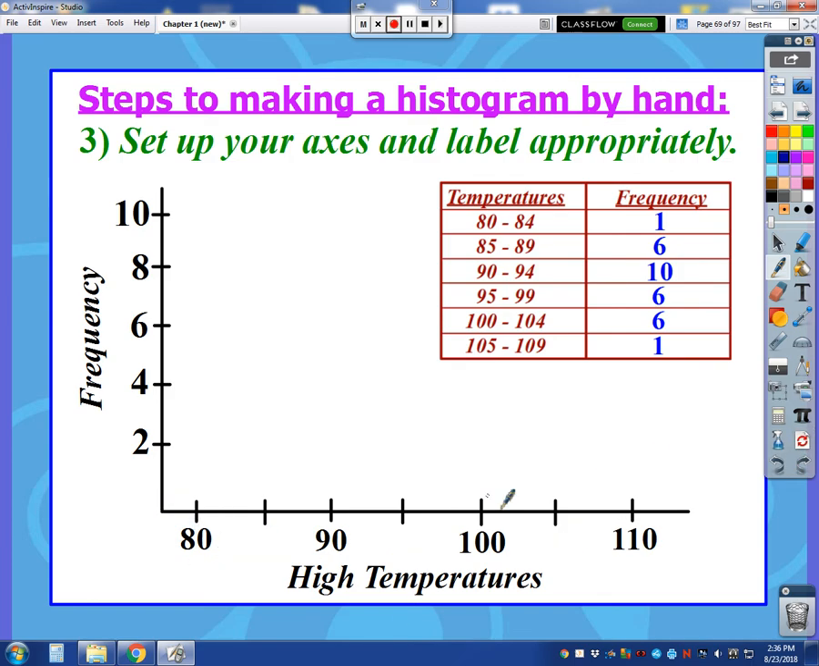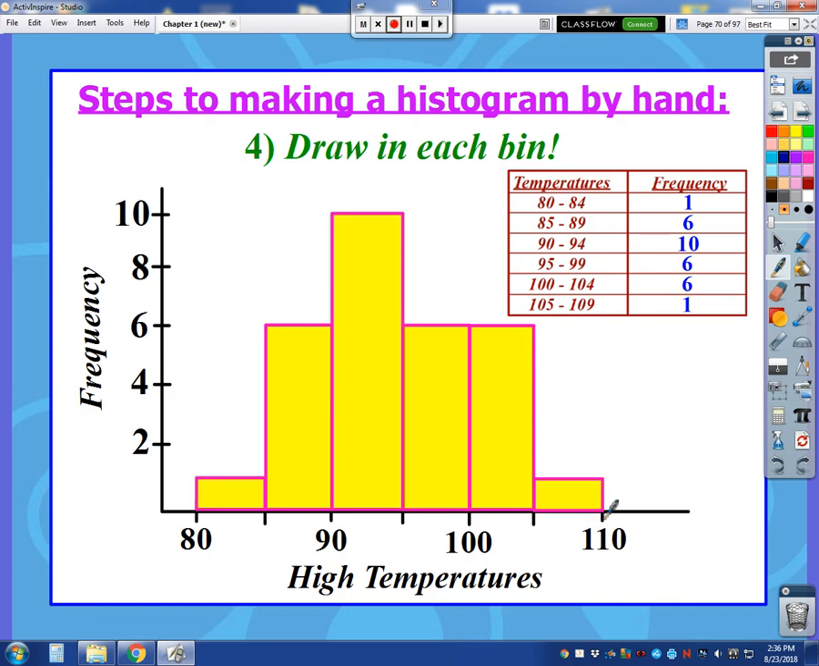I decided it would kind of look nicer if my numbers really only showed by tens. All right, so I'm not cheating by saying I'm going to count by fives, but then have my numbers count by tens. And I've got my label here to represent high temperatures, and then I just got frequency. How many am I going to have in each of those? So then my next step would be to actually draw in each bin.